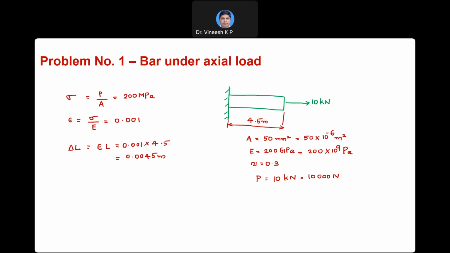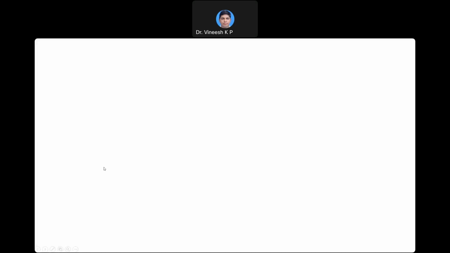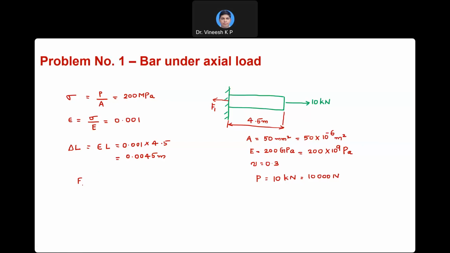Then the reaction force from the support. Let's say we will be having a reaction force, we denote it as F1. So then the reaction force we are going to get will be equal to minus 10 kilonewton, minus 10,000 Newton. So this is the problem in your hand.